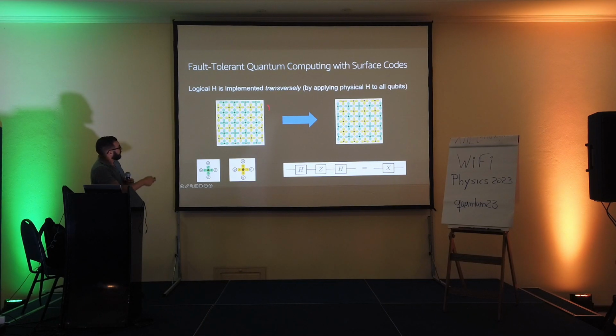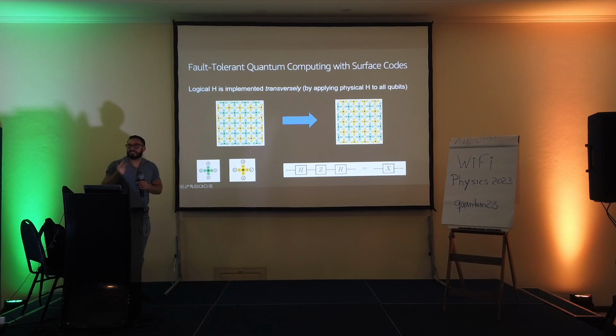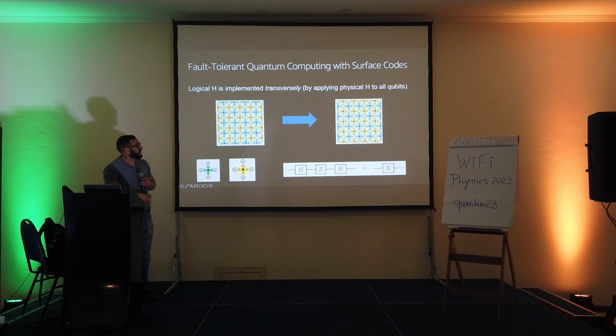But now suppose you take this and just change the colors. Whenever you have green, you put yellow. Whenever you have yellow, you put green. You get this, which again is a surface code, but a surface code rotated, where X is Z and Z is X, which is exactly the logical Hadamard. So that's the argument. It's very simple in this case, and very nice.